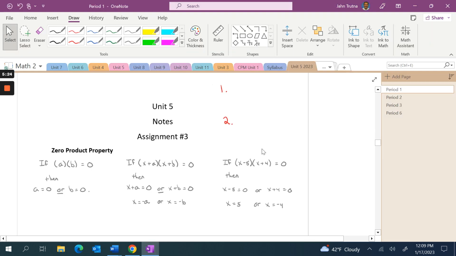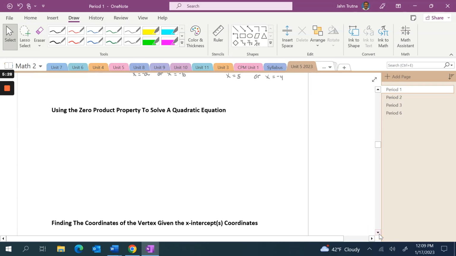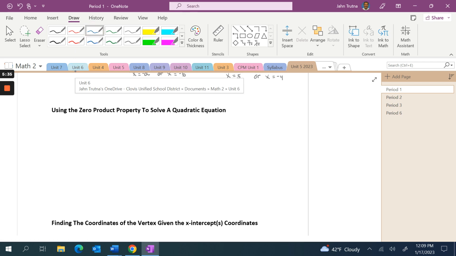Okay, all right, so back to assignment number 3. Use the zero product property to solve a quadratic equation. Okay, we're going to do 3 examples here. Number 1, so let's say I have the quantity x plus 2 multiplied with the quantity x minus 5, and those two quantities, when multiplied together, are equal to 0.